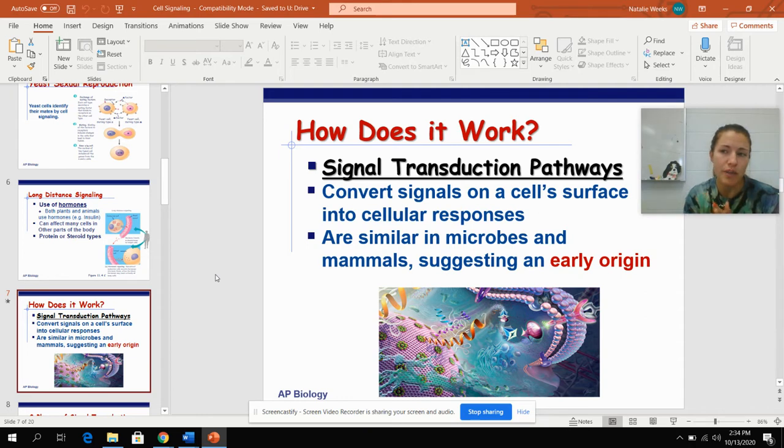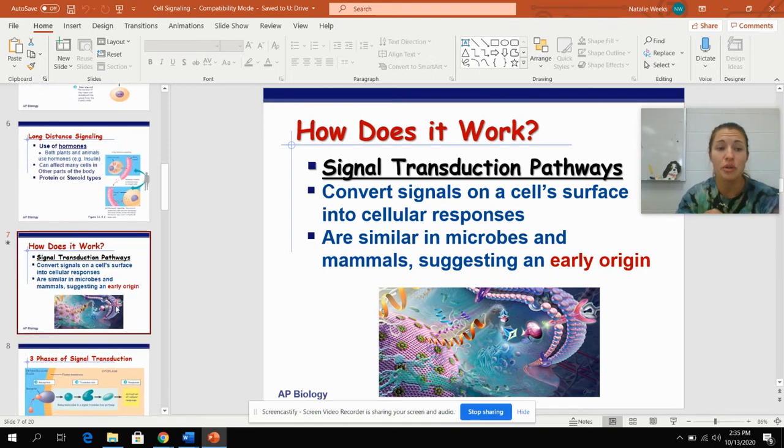And the really cool thing about this as well is that mammals, plants, and microorganisms like bacteria and amoebas all have extremely similar or the same cell signaling pathways. So that probably means that this signaling and this way of communicating for cells had a really, really early origin.